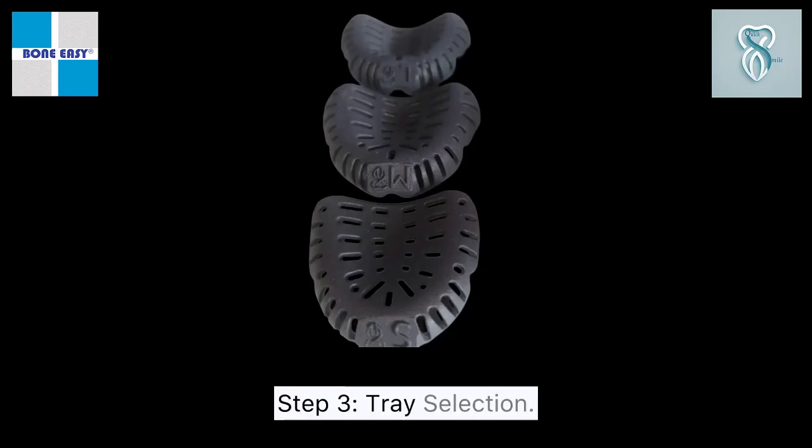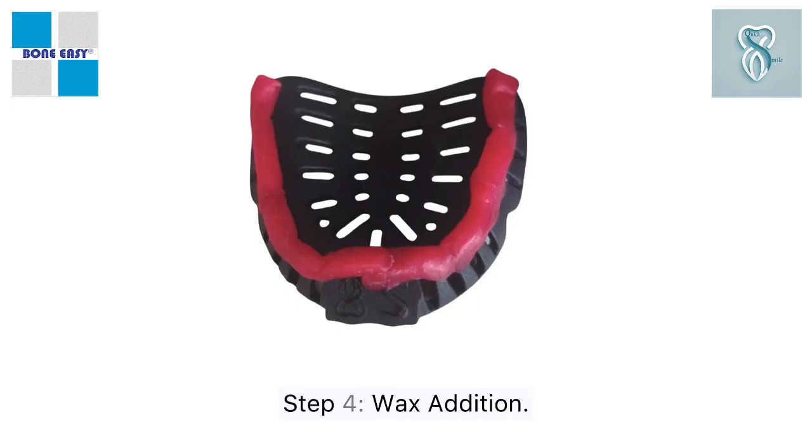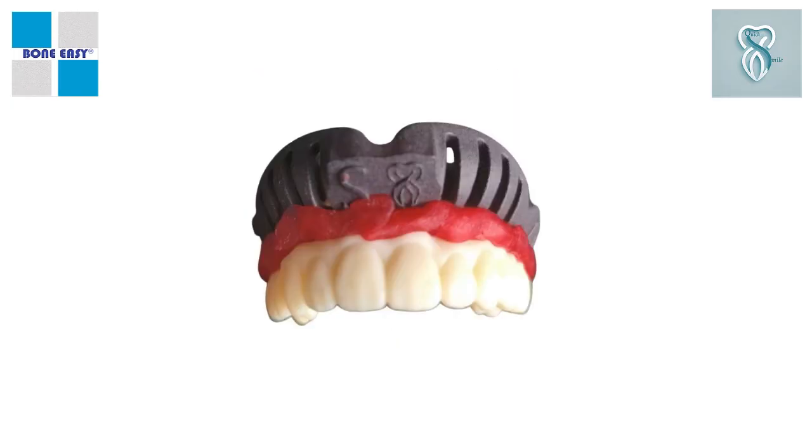Step 3. Tray selection. Pick the corresponding Schneidermaker tray for the procedure. Step 4. Wax addition. Apply red wax to the tray to define the patient's occlusion height. Step 5. Teeth positioning. Push the chosen teeth into the wax for a preliminary setup.